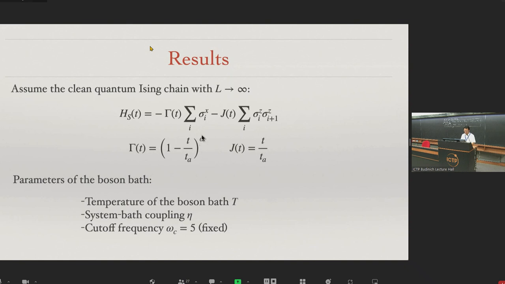And we have this parameter alpha, which changes the nonlinearity of the transverse field. We use capital T for the temperature of the boson bath, eta for the system-bath coupling, and omega c for the cutoff frequency. Omega c is fixed at 5 throughout this work.